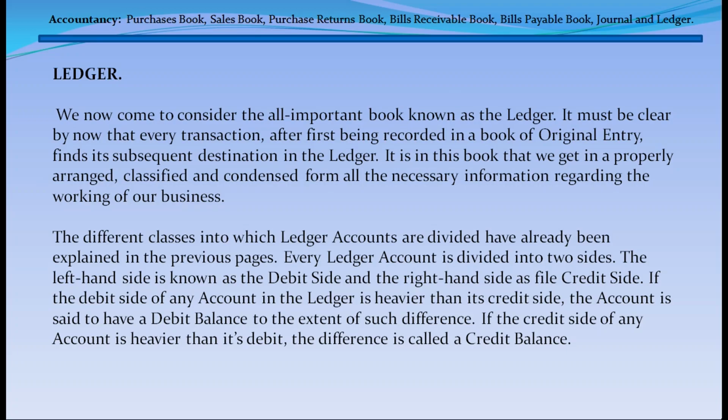Every ledger account is divided into two sides. The left hand side is known as the debit side and the right hand side as the credit side. If the debit side of any account in the ledger is heavier than its credit side, the account is said to have a debit balance to the extent of such difference. If the credit side of any account is heavier than its debit, the difference is called the credit balance.